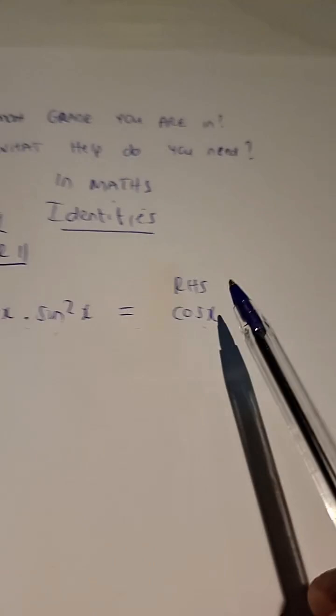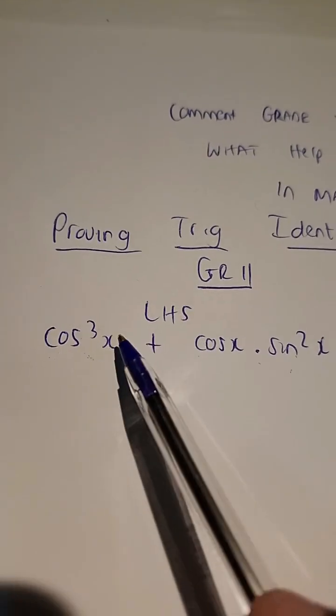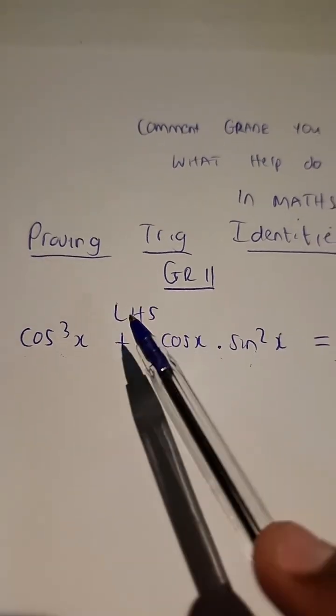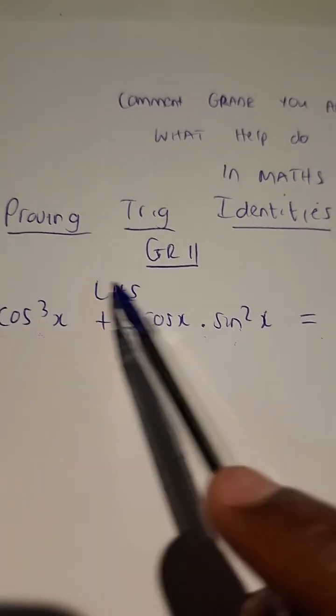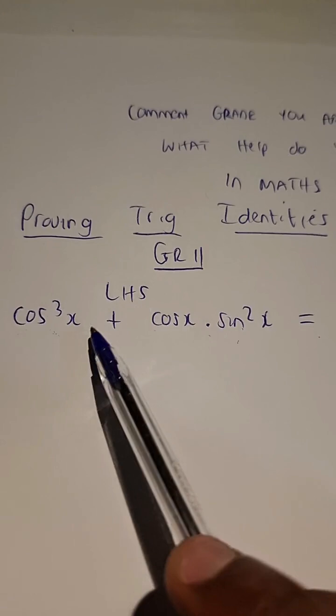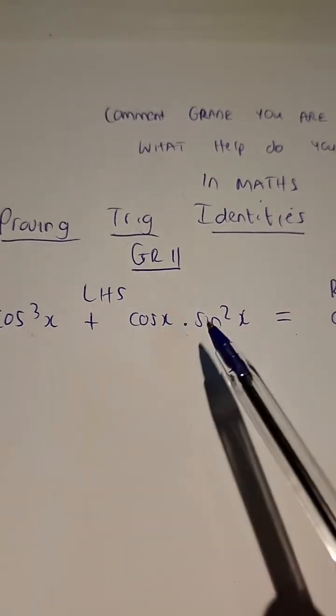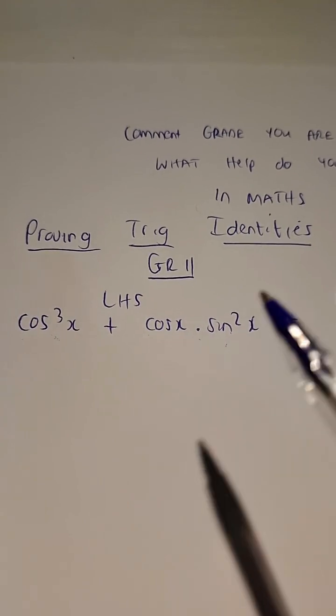If it is the right-hand side that is complicated, you're supposed to simplify it so that it looks like the left-hand side. If it is the left-hand side that's complicated, you're supposed to simplify it so it looks like the right-hand side. So I'm going to ask those who are in the live, which side is more complicated?